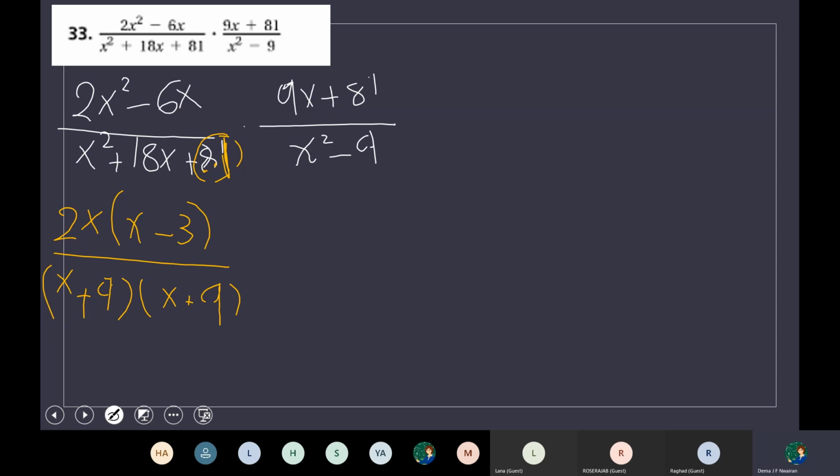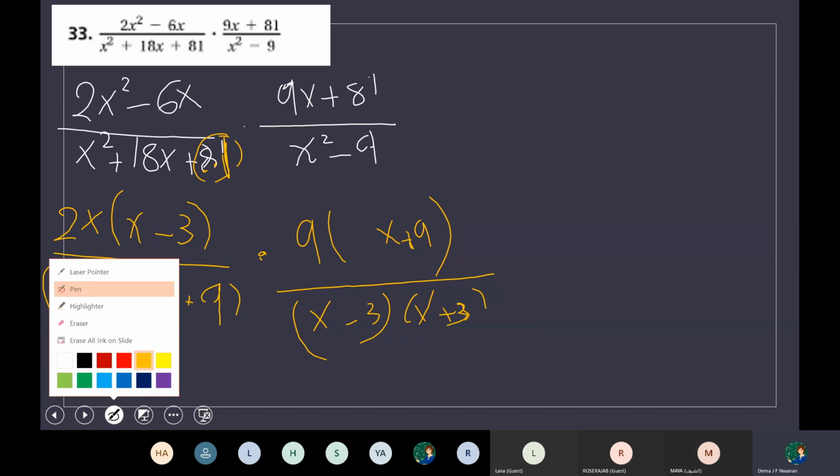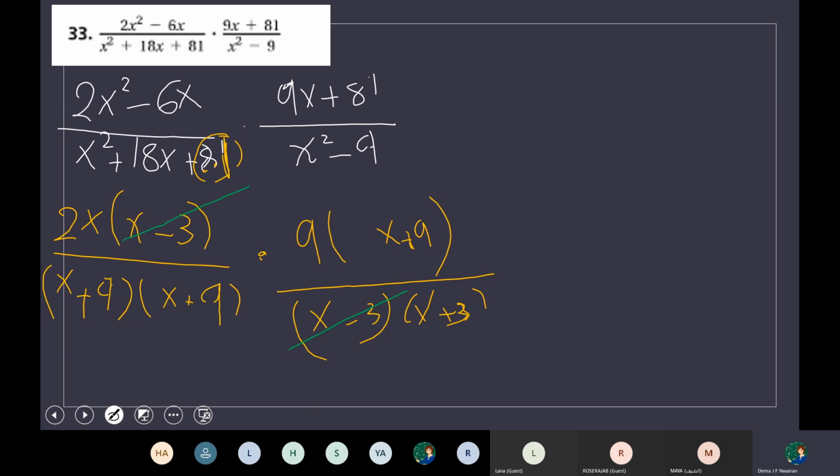Right, now let's choose Maya. Yes, teacher. 9x plus 81. How can you factorize it? 9 times x plus 9. And the last one is x minus 3 times x plus 3. Then after that, let's now try to simplify them. So it will be 2x times 9, which is 18x. Teacher, it will be 18x over x plus 9 times x plus 3. Yes.